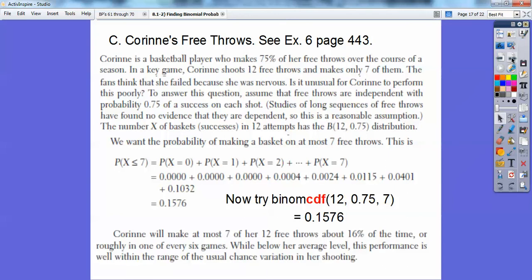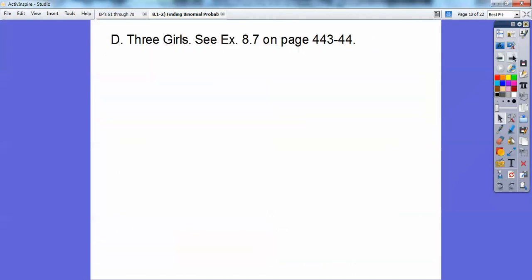So Kareen will make at most 7 of her 12 free throws about 16% of the time, or a little bit less than 16% of the time, or roughly 1 in every 6 games. Boy, that would sound sweet if you change that: 16% is roughly 1 out of every 6 games. So while that's below her average, the performance is well within the range of the usual chance variation in her shooting. That would be dynamite if you can wrap it up with something like that.